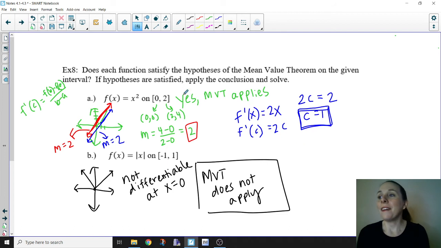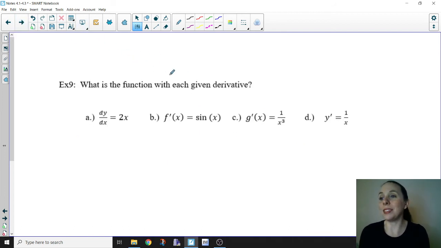All right. Finally, the last example, I can't wait for this one. The last example that you're going to see is one that references one of the other pieces of information that we talked about in the first video. Okay, the question is, what is the function with each given derivative? And notice that you have 4 different parts to answer here. Okay, so what you're given is the derivative, and you are trying to find the original function, the function that when you take the derivative, you get that.